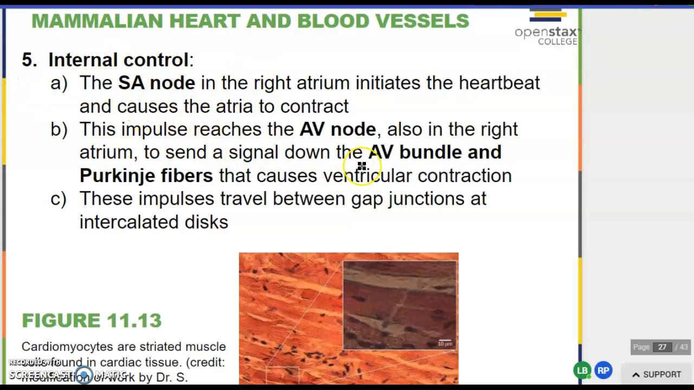So this impulse reaches the AV node, also in the right atrium, and sends the signal down to the AV bundle and the Purkinje fibers that cause ventricular contraction. I will not ask you to know this, but I think it's worth mentioning.